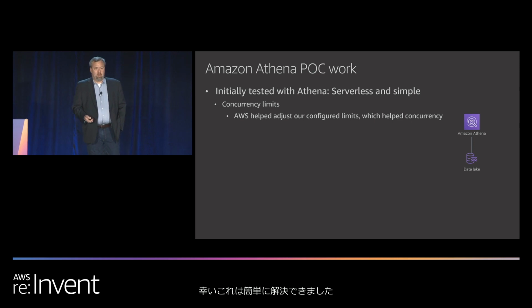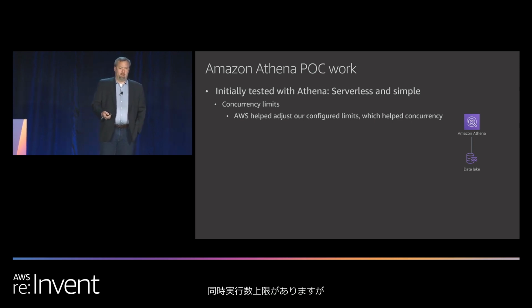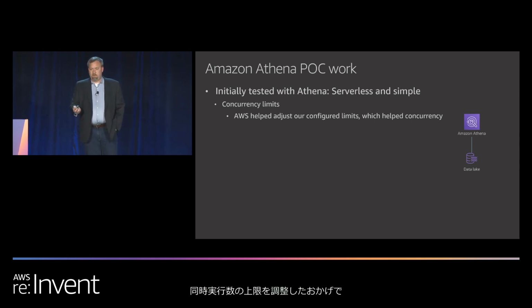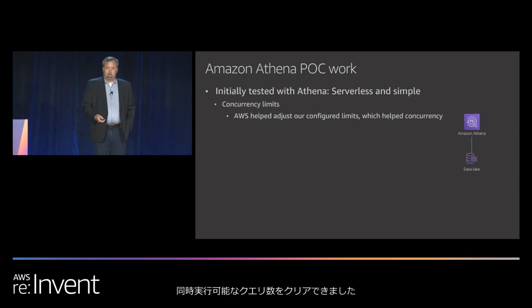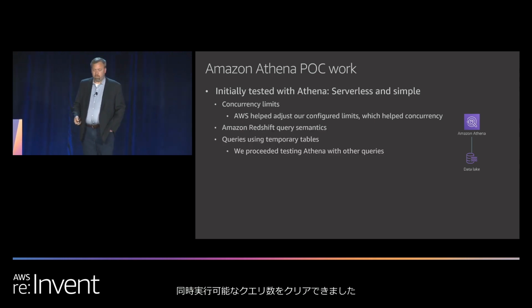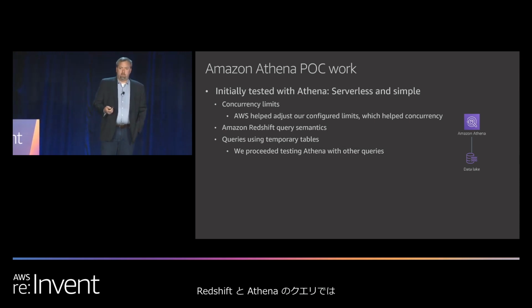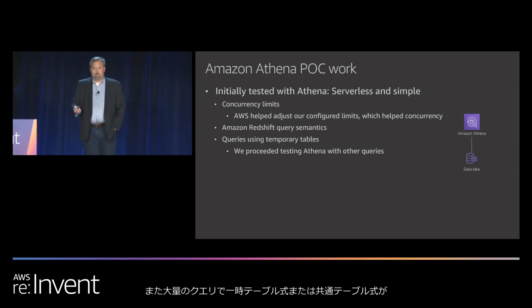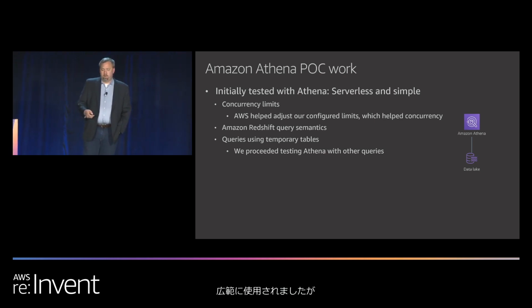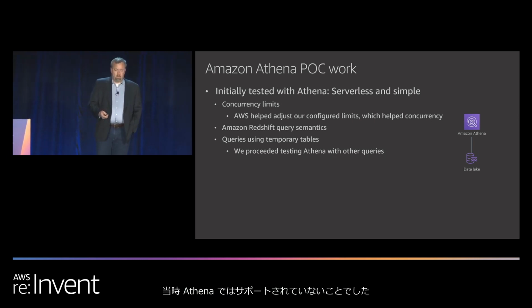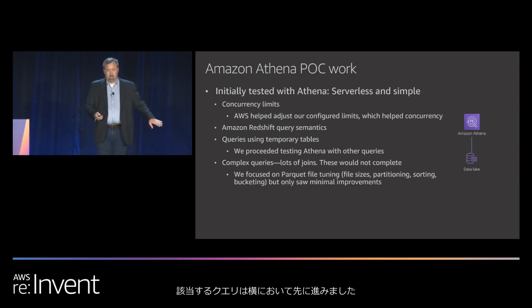Luckily, that was an easy problem to solve. There are default concurrency limits in your AWS account that can be adjusted by your AWS account team. So they had adjusted those limits, and that helped with the number of concurrent queries that we could run. The next issue that we ran into was that a lot of our queries were written to run against Redshift. And there are some query semantics differences between Redshift and Athena queries. And also, a lot of our queries made extensive use of temporary tables or common table expressions, which at the time Athena did not support. So we set those queries to the side and moved on.